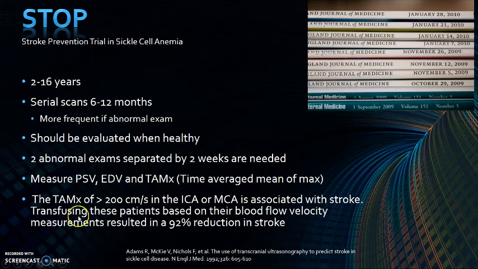And a mean flow velocity of greater than 200 in the ICA or MCA is associated with stroke. And as I said before, transfusing these patients based on the velocities resulted in a 92% reduction of stroke. And that was a great finding.